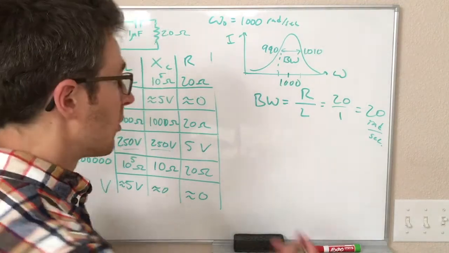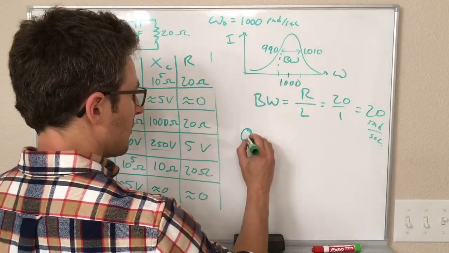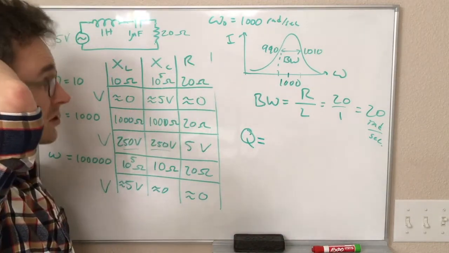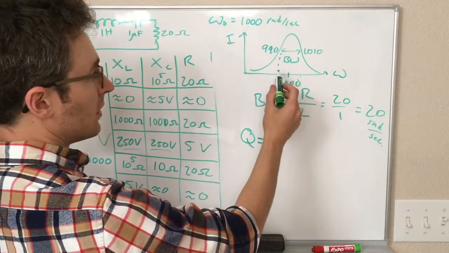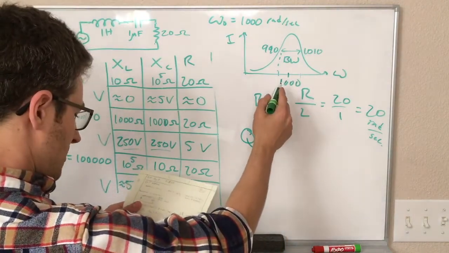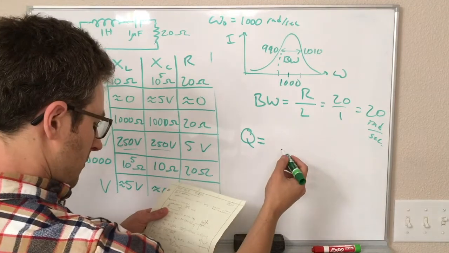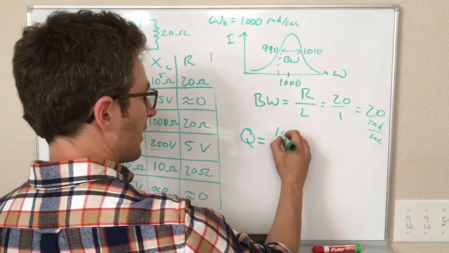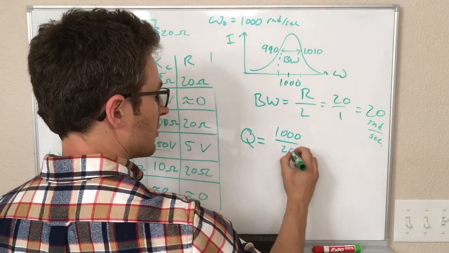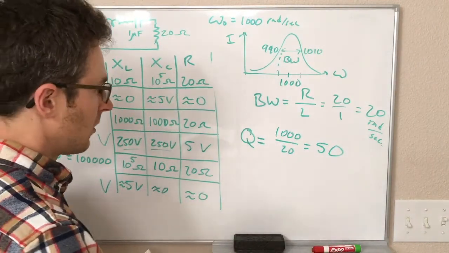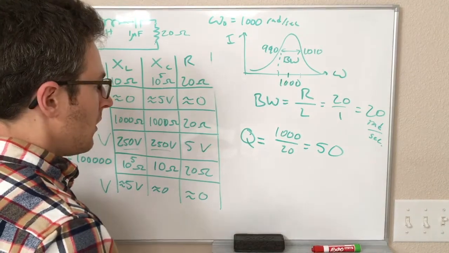We can also calculate the quality factor, so let's do that. The quality factor for this resonator, we can do it two ways. One way is we already know the bandwidth, which is 20, and we already know the resonant frequency is 1,000. So Q is equal to the resonant frequency over the bandwidth. So that's 1,000 over 20, which is equal to 50. So our Q is 50.